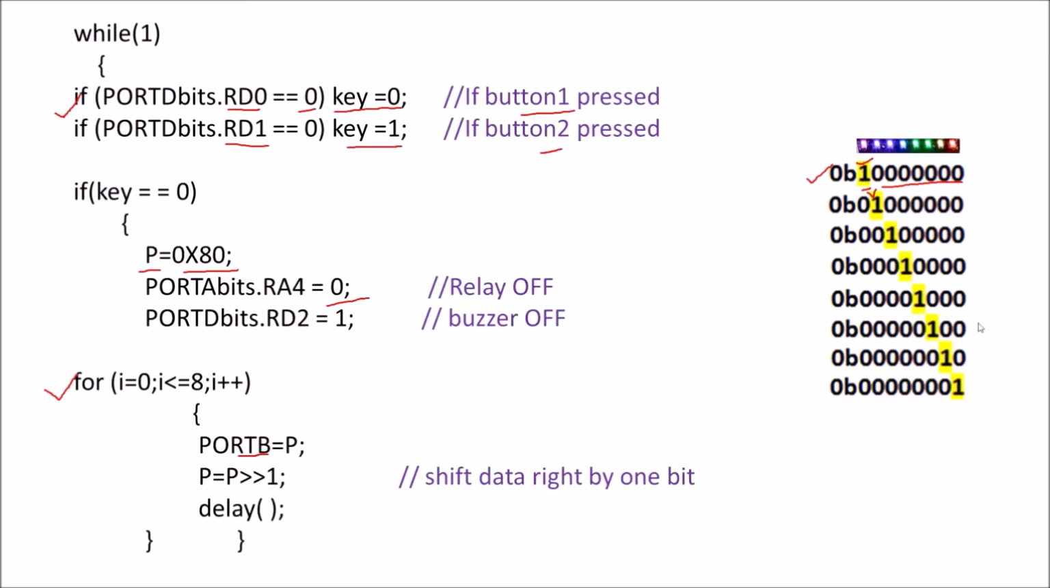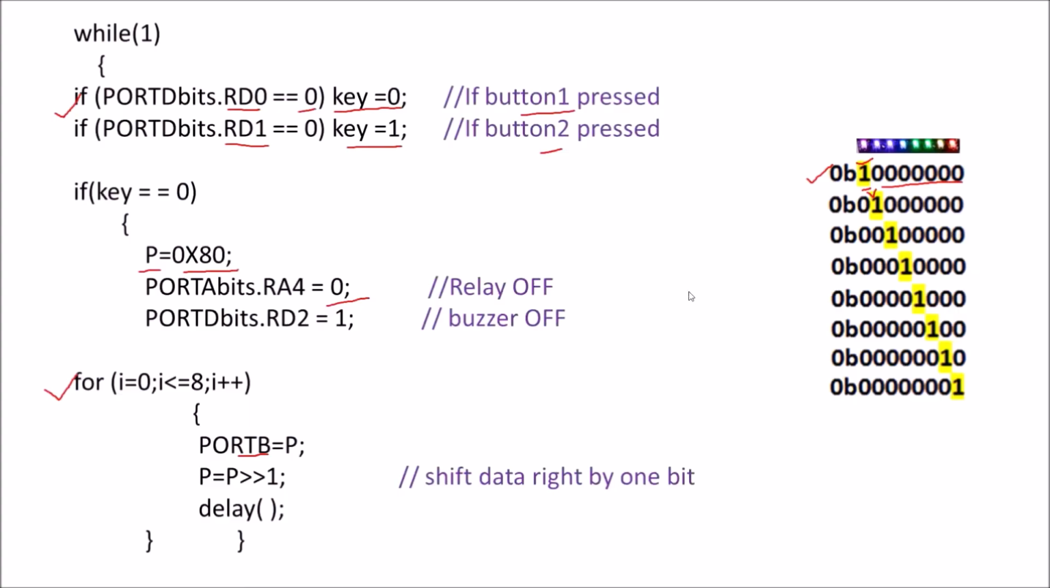And then we'll call a delay. So what will happen on the LEDs? First, this LED will glow. What will happen here at the LED side? This LED will glow. After delay, this will glow. After delay, this will glow. So it is like chasing LEDs in the right direction.